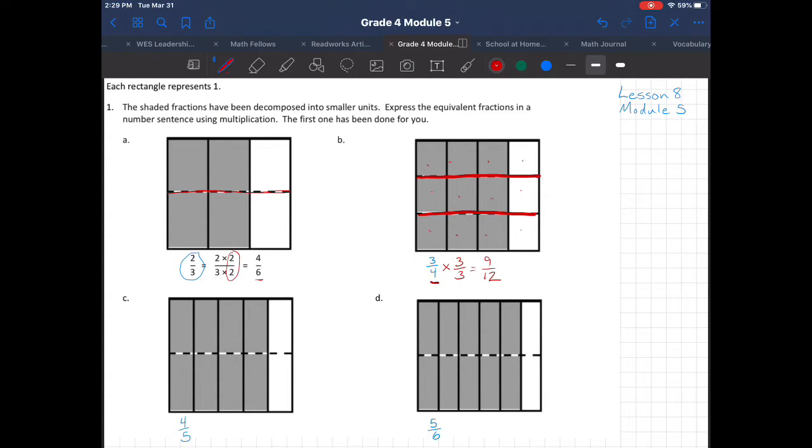So let's move to C. We start with 4/5. They drew a line down the middle, which doubled the number of pieces. So if we multiply by 2/2, we would get 8/10, which should match the picture.